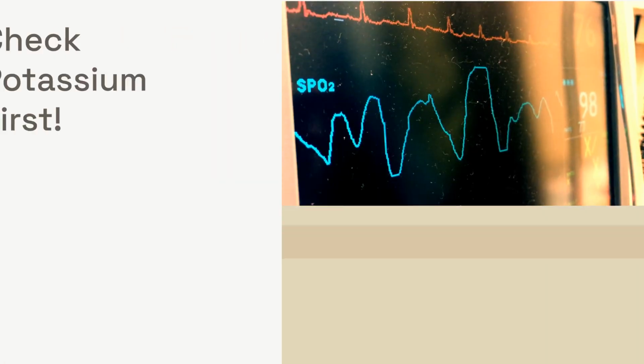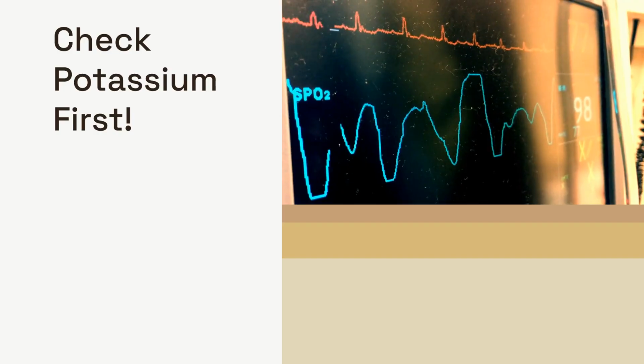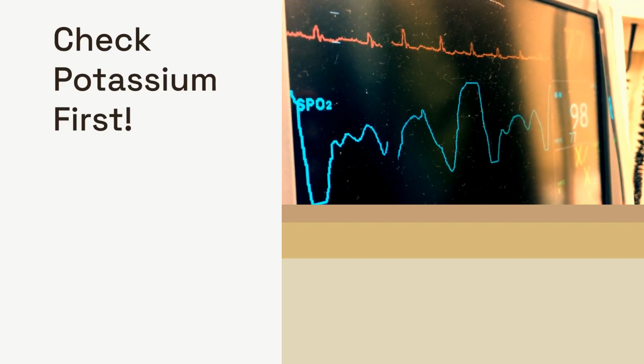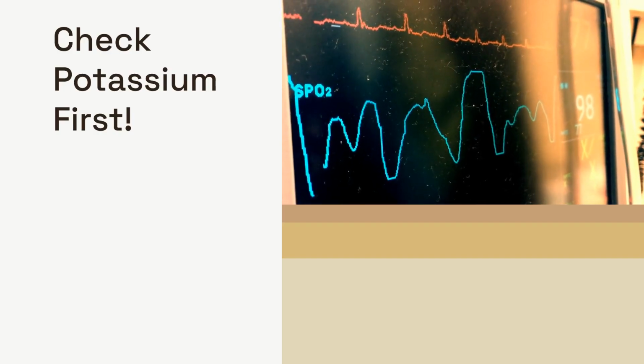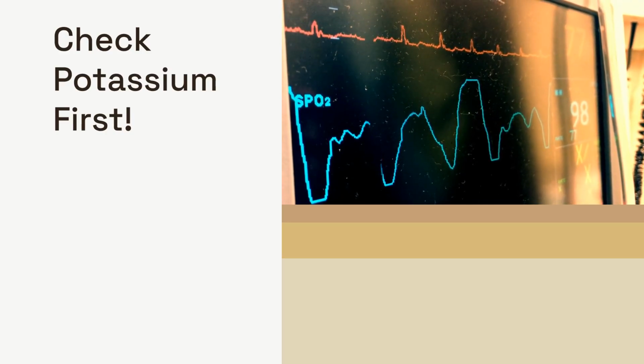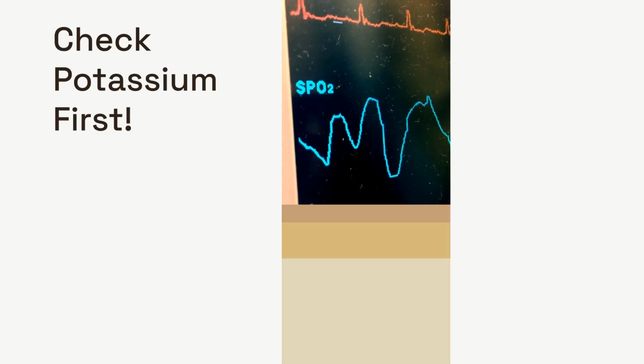Next, let's address insulin therapy. This is crucial for halting ketogenesis. Critical rule: never start insulin until the serum potassium level is known to be 3.3 mEq/L or higher. Starting insulin with hypokalemia can cause lethal arrhythmias.